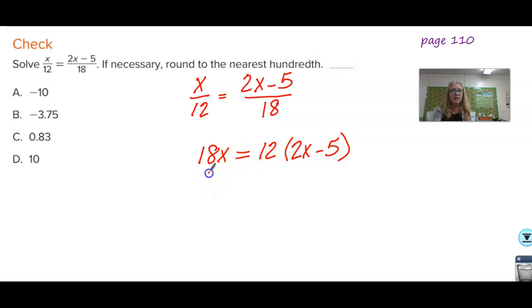Again, we'll want to distribute. 12 times 2x is 24x, and 12 times negative 5 is negative 60. Now I want to get all my variables on one side. Normally we go after the smaller variable, but if we were to go after this 18, what's going to happen? This left side is going to become like a black hole over here. There's not going to be anything there. And I hate to have 0 on one side of the equation and all the junk on the other. So I'm going to make an exception this time, and I'm going to get rid of the 24x.